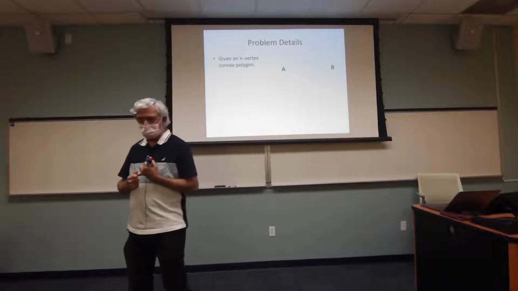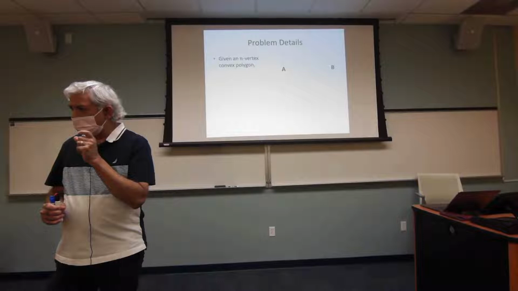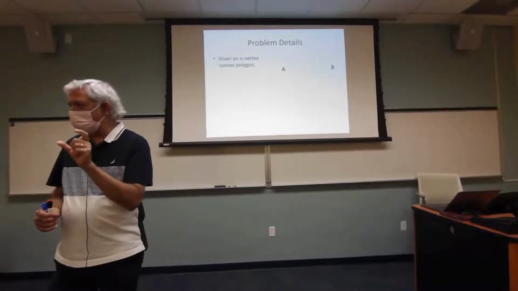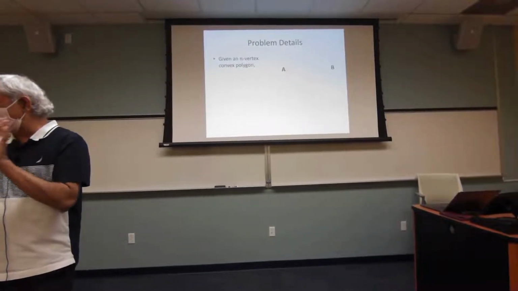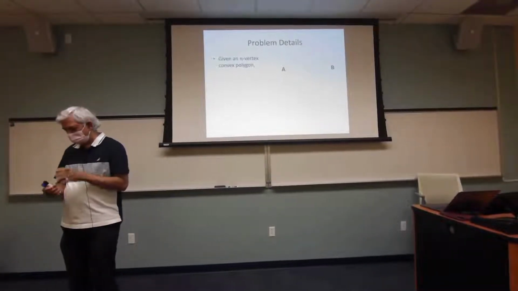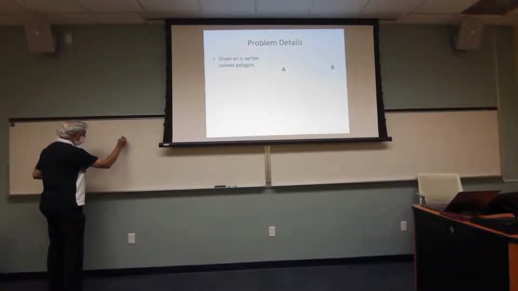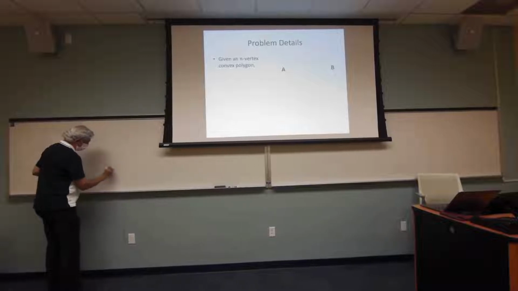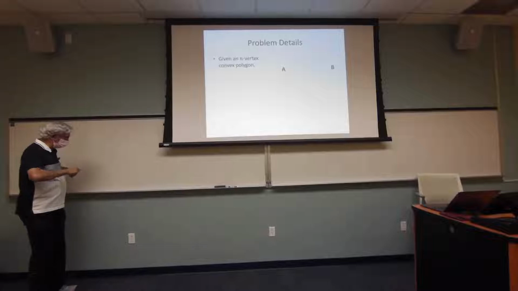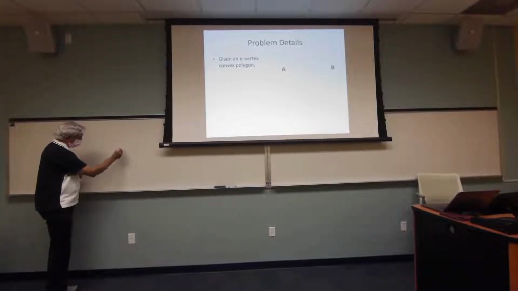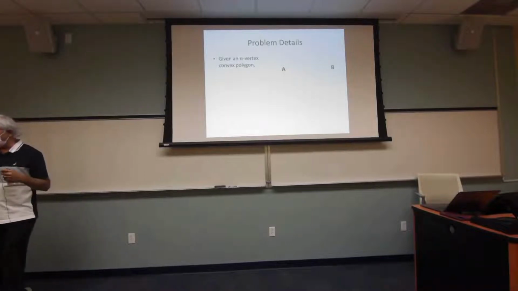A convex polygon, on the other hand, is a special type of polygon where if you take any 2 points inside the polygon and join them by a straight line, that entire straight line should stay inside the polygon. Okay, so for instance, here's an example of a convex polygon. This is a convex polygon because I can take any 2 points inside this polygon, and if I join them by a straight line, that entire straight line lies inside the polygon.